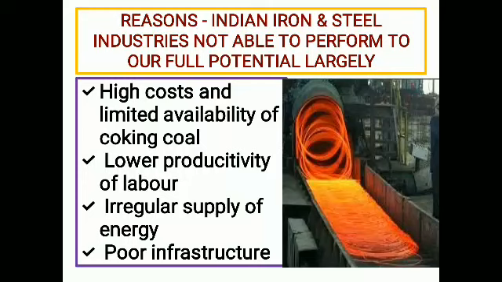There is no proper supply of energy, so there is an irregular supply of energy. And the infrastructure is not good, so poor infrastructure. So high cost and limited availability of coking coal, lower productivity of labor, irregular supply of energy, and poor infrastructure may be the reasons why our iron and steel industries were not able to perform to our full potential.